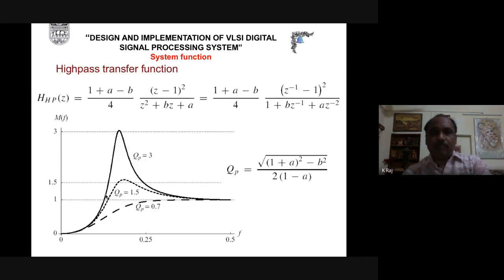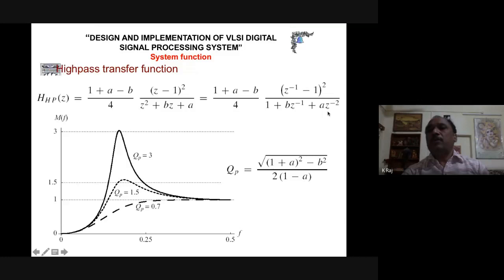Similarly, you have to derive that for the high pass filter, the transfer function will be given by 1 plus A minus B divided by 4 multiplied by (Z minus 1) whole square divided by Z square plus BZ plus A, or it is equal to 1 plus A minus B divided by 4 times (Z power minus 1 minus 1) whole square, and in the denominator 1 plus BZ minus 1 plus AZ to power minus 2.